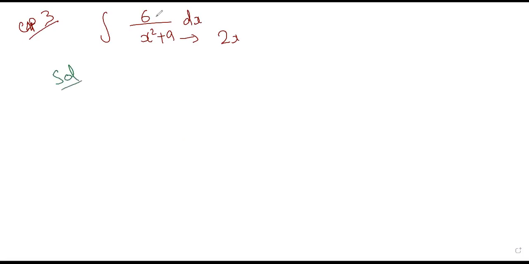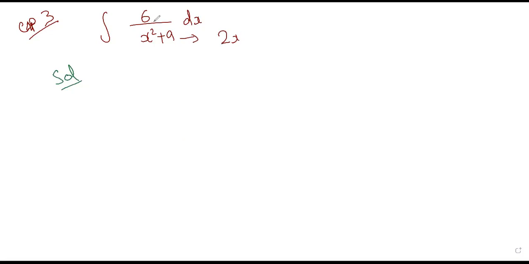Now I want you to help me with this part. This is example 3. 6 over x square plus 9 dx. Yes, now tell me how would you integrate this? What would be the derivative of x square plus 9? 2x. So can you make 2x in the numerator? Yes, you can. No. How can you make 2x in the numerator? You do not have any x. Oh, no, you can't. Do you understand this?